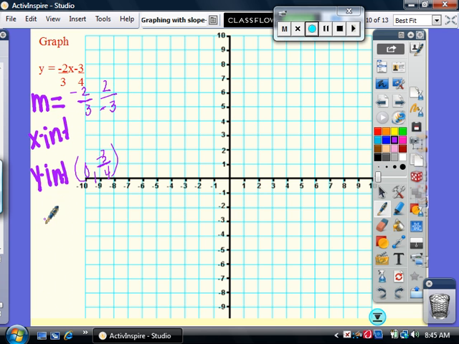Alright, and the x-intercept would be the opposite of b divided by m. If I don't have a calculator, I think, okay, I'm dividing with fractions. That means I multiply by the reciprocal, which would be 3/2. So I end up with 9/8, negative 1 1/8. If I have my calculator, I just type it in.